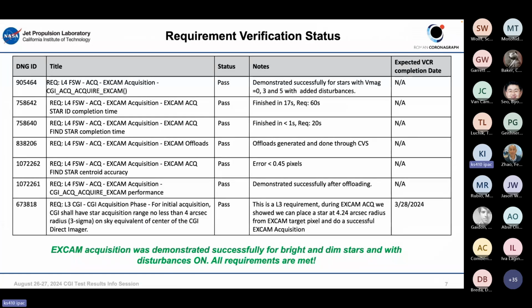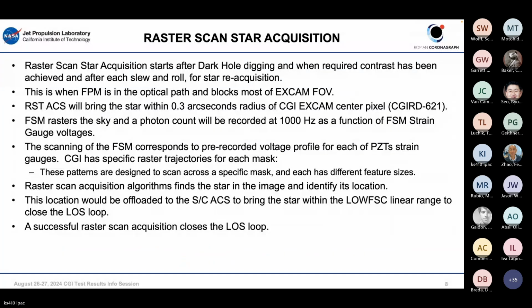So we had a bunch of flight software requirements for this, and we ensured successfully that we can meet all those requirements. Okay, the second method that we have is a raster scan star acquisition. This comes a little bit later. This is after dark hole digging.